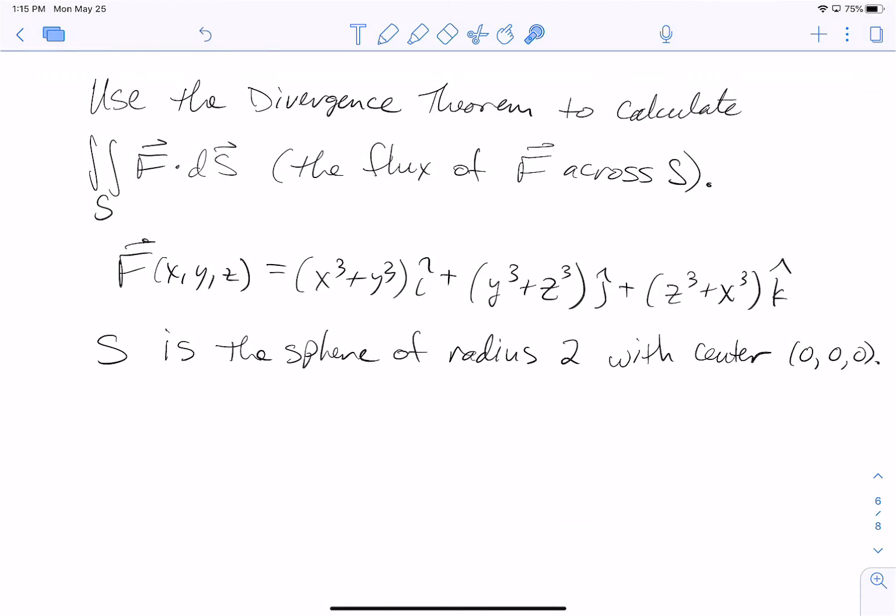Using the divergence theorem means that we're going to start by finding the divergence of F. The divergence of F will be 3x squared, because that's the partial with respect to x of x cubed plus y cubed, plus the partial with respect to y of y cubed plus z cubed, so 3y squared, plus the partial with respect to z of z cubed plus x cubed, and so 3z squared.